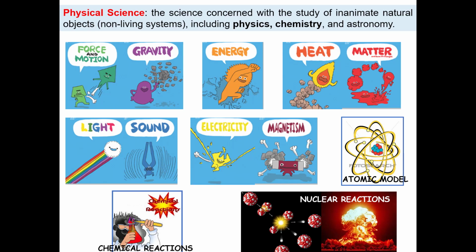Let me define physical science. It is the science that is concerned with the study of non-living systems. Physical science includes physics, chemistry, and astronomy. But in this course, we will focus on physics and chemistry. During the first week, we will review some math concepts. Then we will move to the topics related to physics. And in the last part of the semester, we will cover the content related to chemistry.